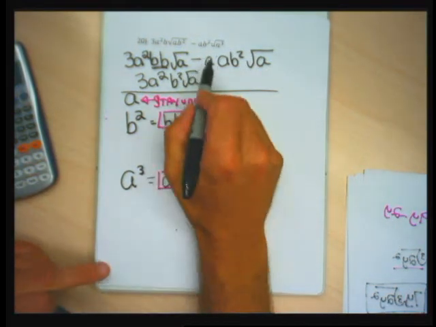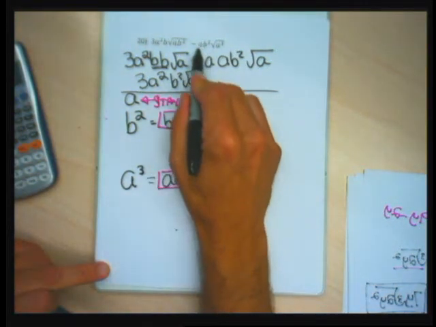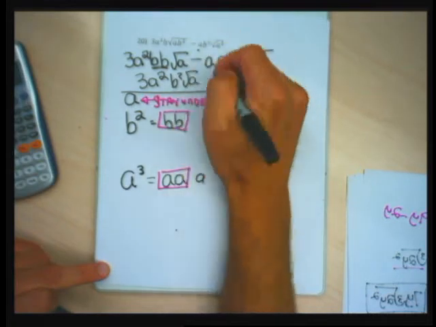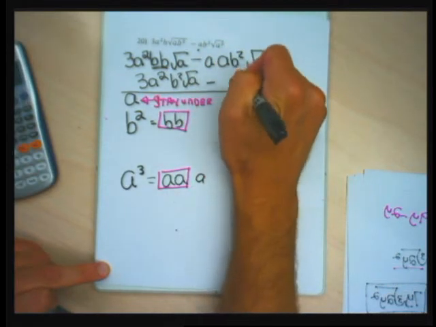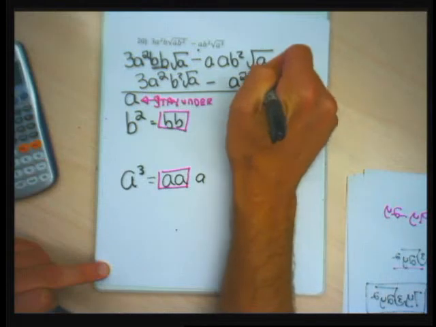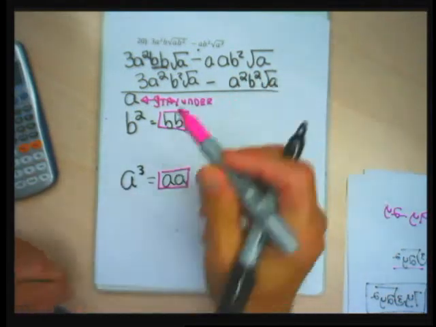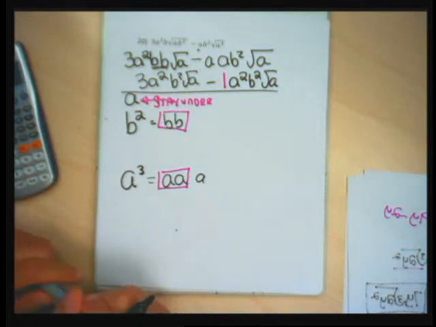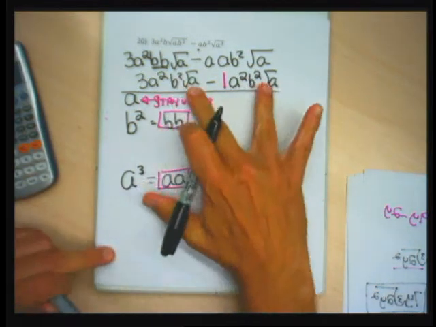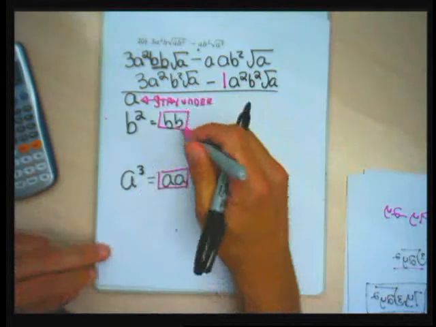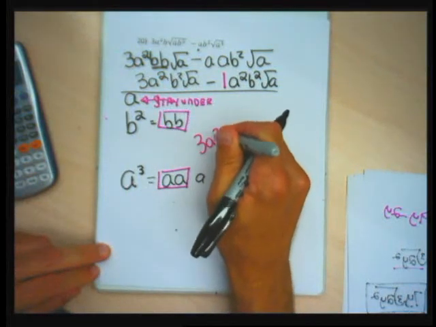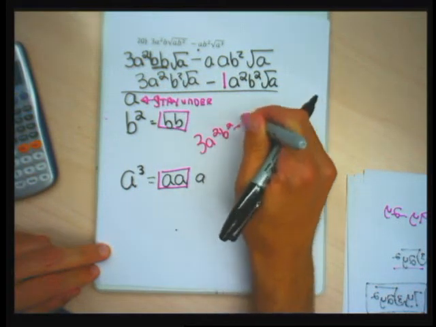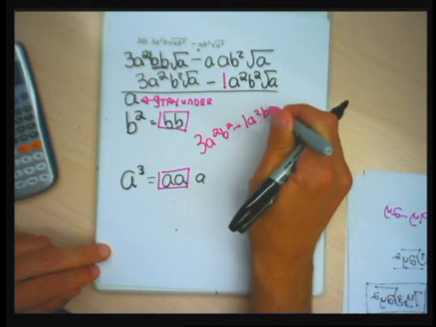So the a that I brought outside the radical needs to be multiplied by the a that's already there. When you multiply those a's, you get an a squared. It might be nice if I put a number with that radical so you can see what needs to be subtracted. So I'm almost done because they both have square roots of a's. So now I just have to subtract 3a squared b squared minus 1a squared b squared.